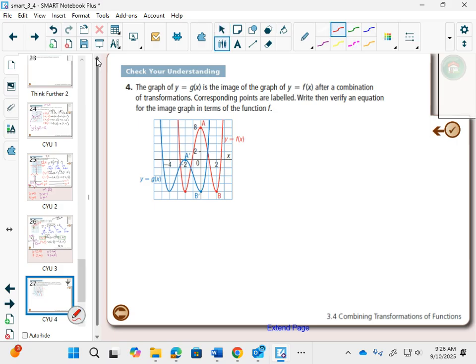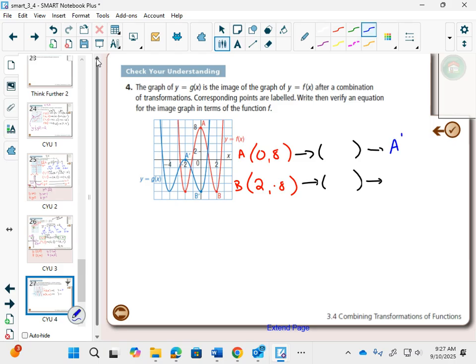So on my original graph, I have the points A and B. A is at (0, 8), and B is at (2, -8). Then a bunch of things happen, it could be that we have two sets of arrows until we got to these blue points, A prime and B prime. A prime ends up at (-2, 0), and B prime ends up at (0, -8).